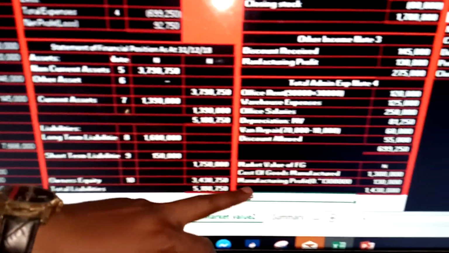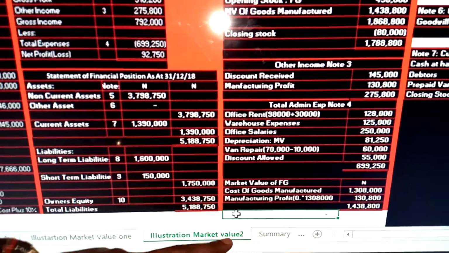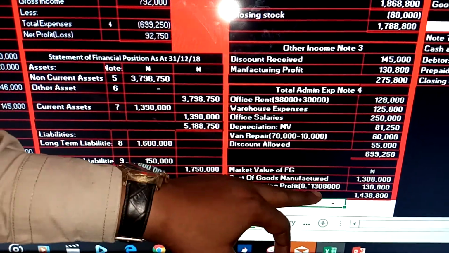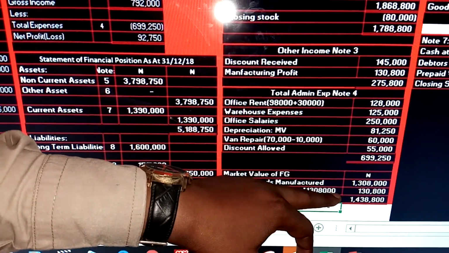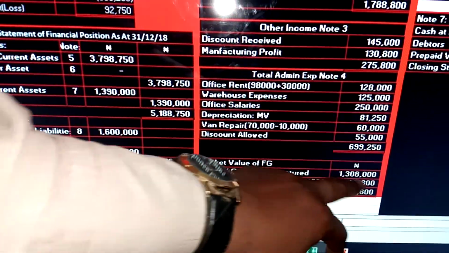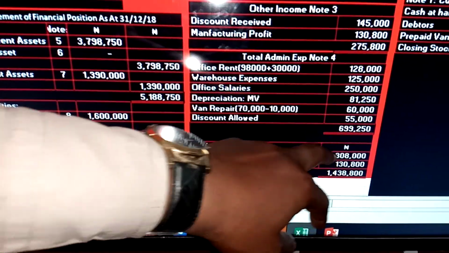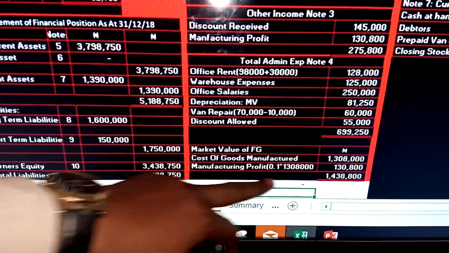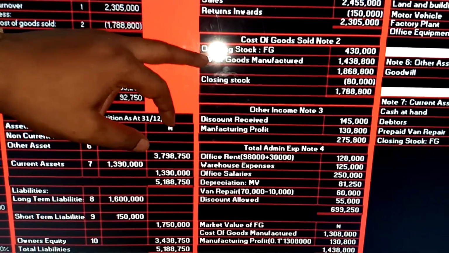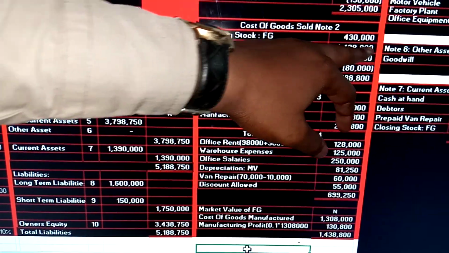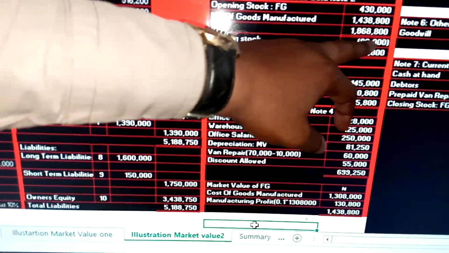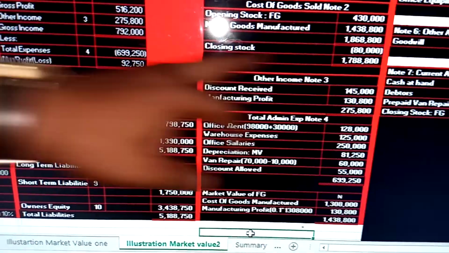We should transfer to the trading unit at cost plus 10%. So it will be 1 plus 0.1 times 1,308,000. So 0.1 times 1,308,000 gives us 130,800. If you add 130,800 to 1,308,000, you have 1,438,800. That's the market value that we are recognizing. Market value of goods produced, 1,438,800. We add it to this and you have 1,868,800. Then closing stock is 80,000. Take it out, you have 1,788,800.